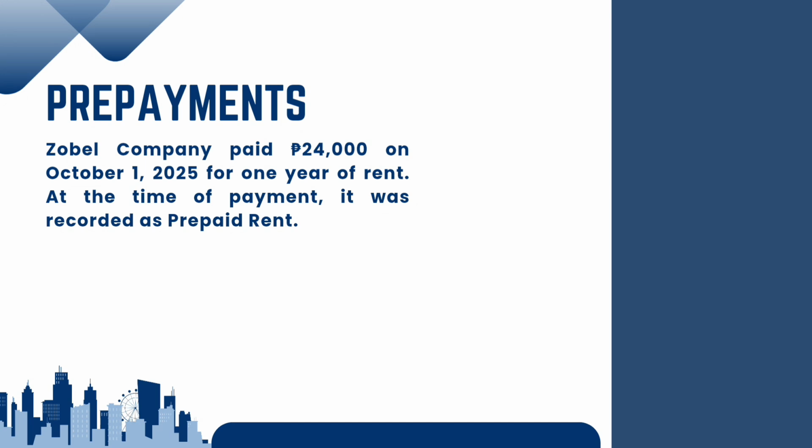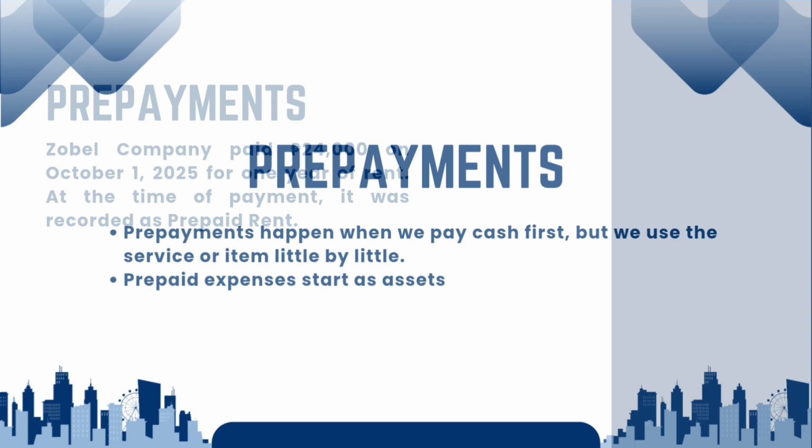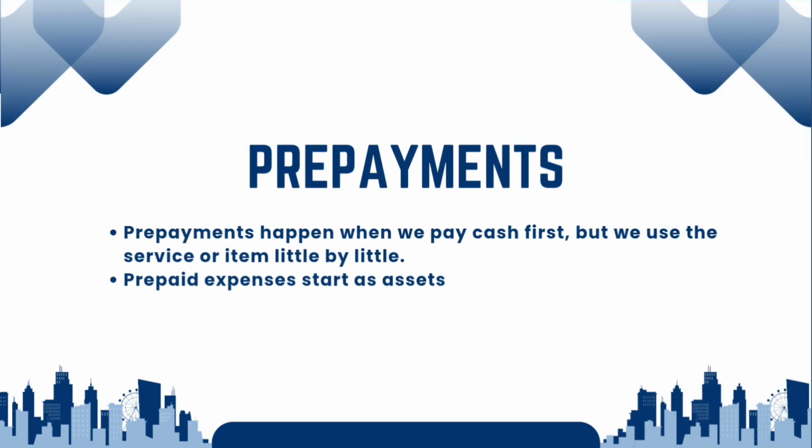Prepayments, prepaid expense. Scenario: Zobel Company paid 24,000 on October 1, 2025 for 1 year of rent. At the time of payment, it was recorded as prepaid rent. Simple explanation: prepayments happen when we pay cash first, but we use the service or item little by little. Since rent helps the business operate, the part already used becomes an expense.